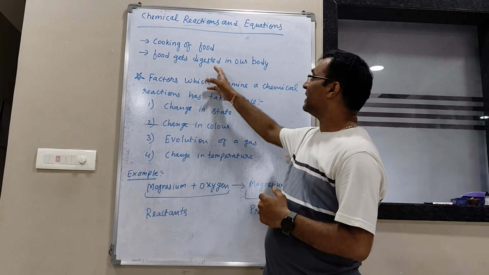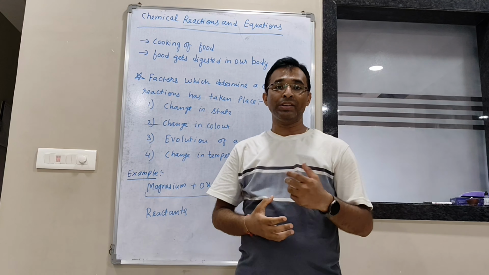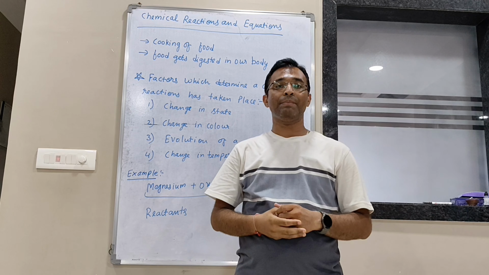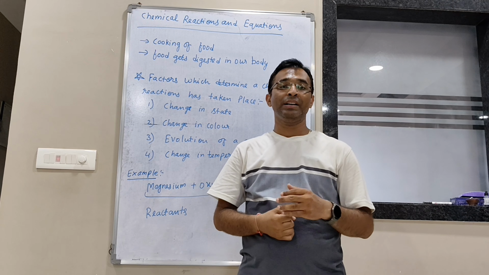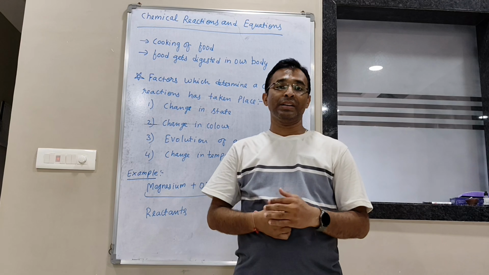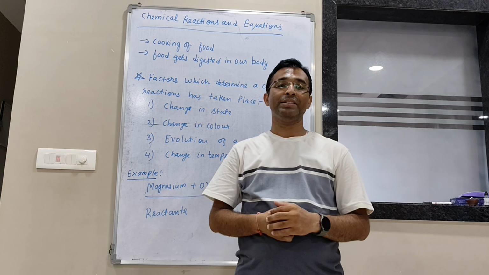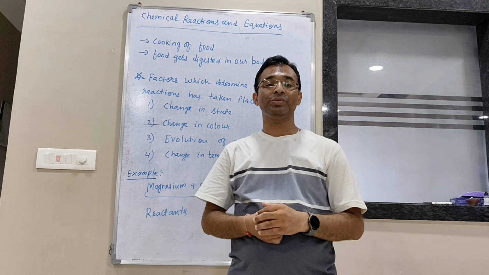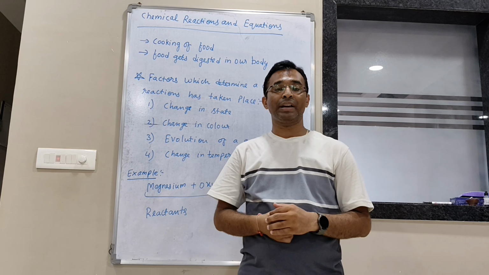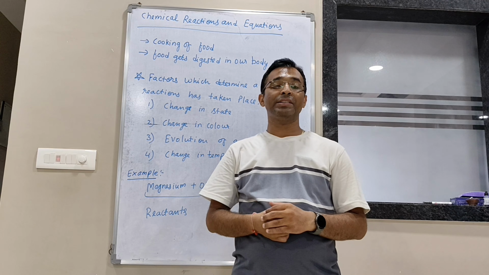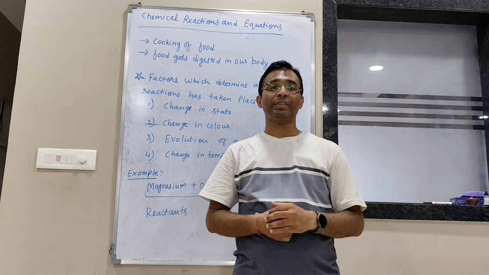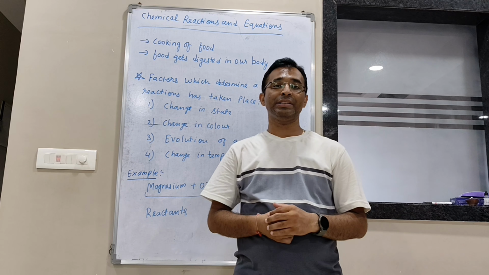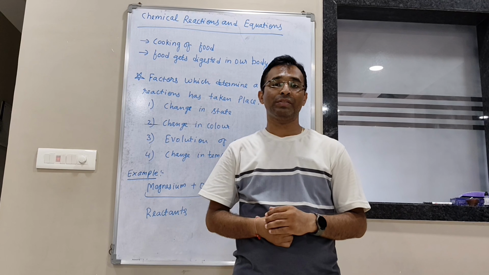Second one is food getting digested in our body. As you all know, food is digested in our body with the help of various types of gastric juices and hydrochloric acid. Hydrochloric acid plays a major role in digesting food in our stomach. And besides this, there are various gastric juices which are generated in our stomach and small intestine by our organs. So, with the help of these two simple examples, I want to throw some light on the basics and the introduction of this chapter.